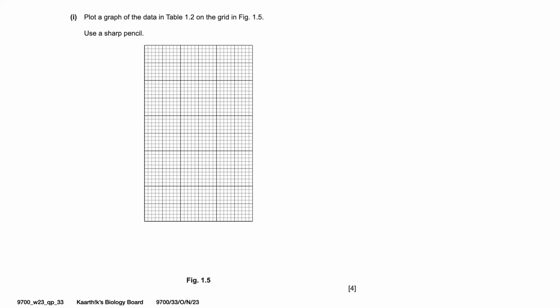So how to plot a graph? For plotting a graph, first we should know what should be written on the x-axis and y-axis. The x-axis should always have the independent variable and the y-axis will have the dependent variable. In this case, temperature is the independent variable and volume of fruit juice is the dependent variable.